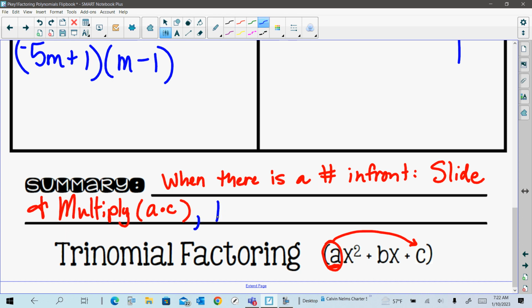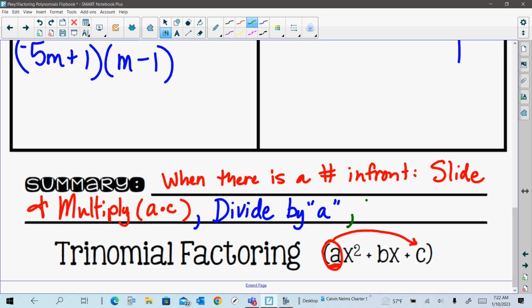Then you're going to divide to simplify it and reduce the fraction. You'll always end up dividing by the number in front, the A. The last thing is if it doesn't reduce, if you cannot simplify, if you can't reduce or simplify, just remember that the bottom number comes up. Bottom up.